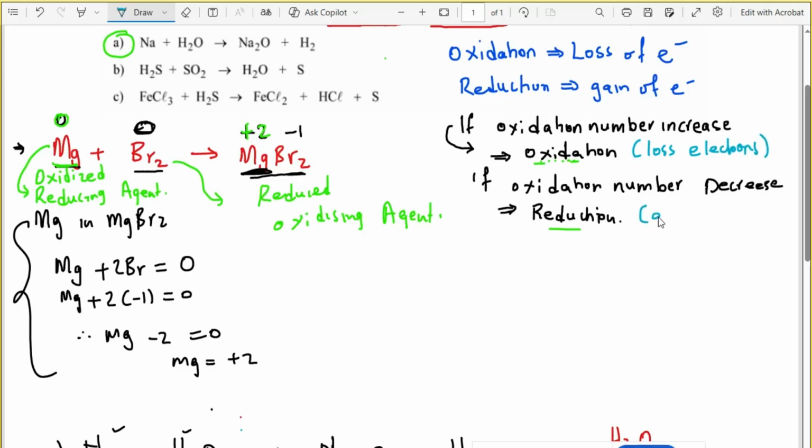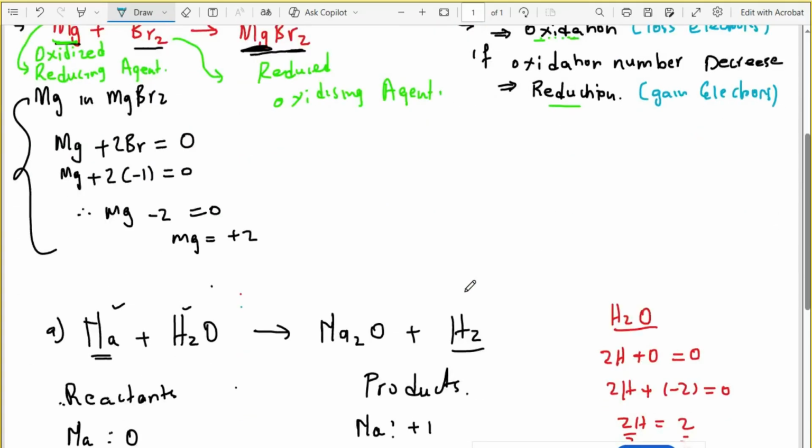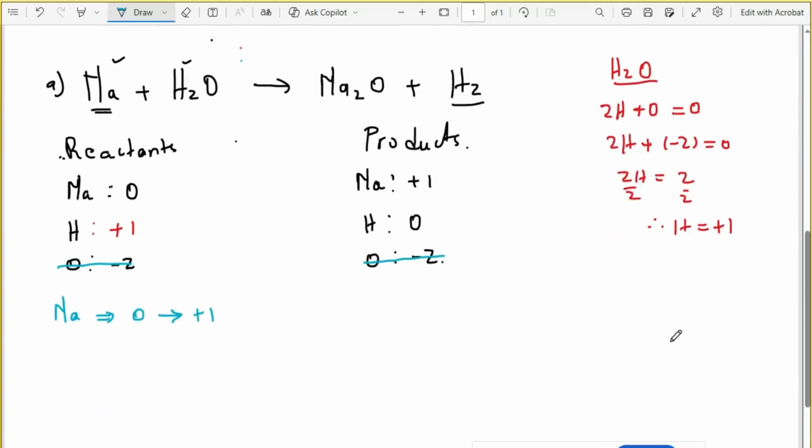And then this is gain electrons. So when the oxidation number of the Na has changed from 0 to 1, it has lost electrons and it will undergo oxidation. Since it's oxidation, we can conclude that Na is the reducing agent. You understand?